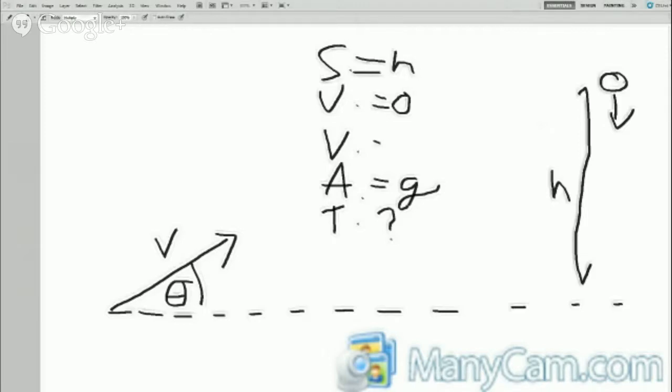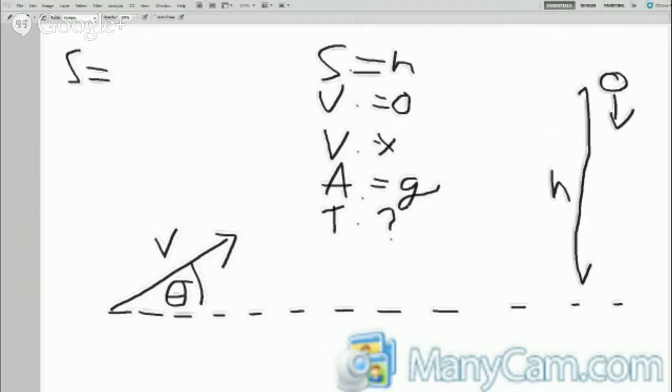The final velocity we don't particularly care about in this question. In a different one we might want to know it, but in this one not so much. Now that we've got 3 variables identified and we want to know which one we want to find, it's simply a case of picking the appropriate equation. So in this case it's going to be s equals ut plus a half at squared.